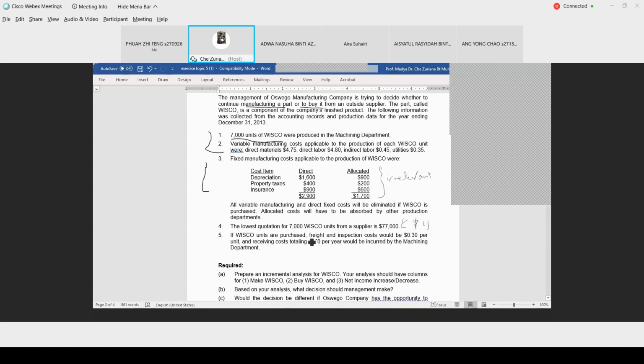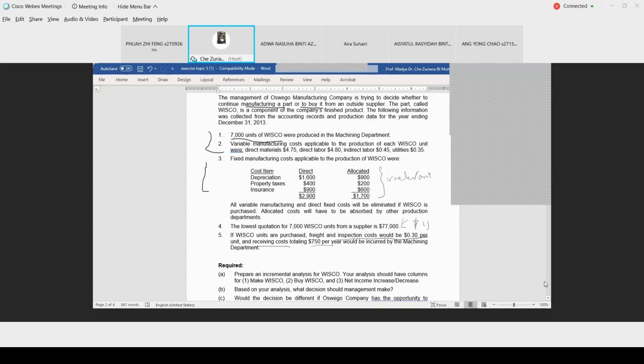And then Visco unit purchase, if this unit is purchased, they will incur extra cost, freight and inspection cost, 30 cents per unit, and receiving cost totaling 750 per year.